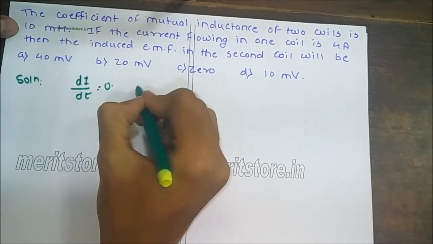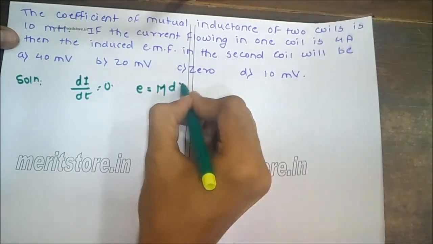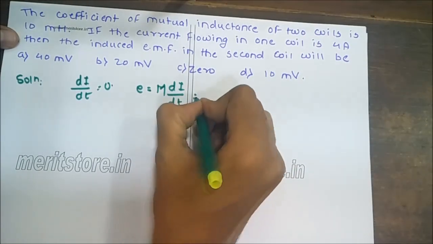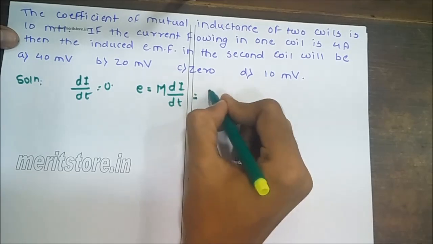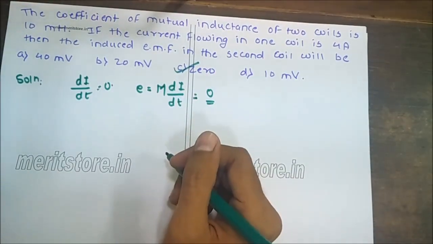Whatever the EMF will be induced will be given by the mutual inductance multiplied by the change in the current with respect to the time t. So if this factor is 0, then the induced EMF will be 0. So the correct option is C.